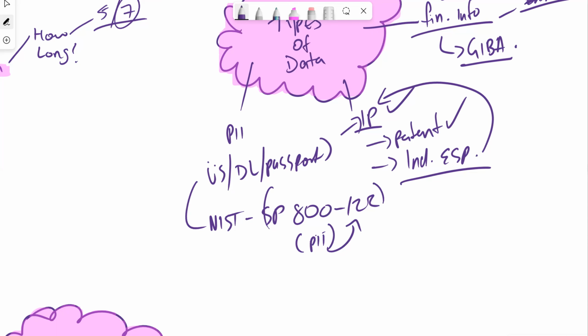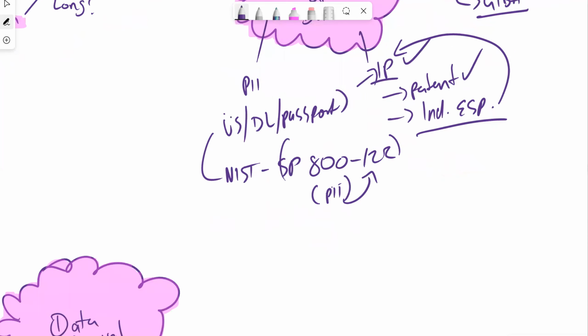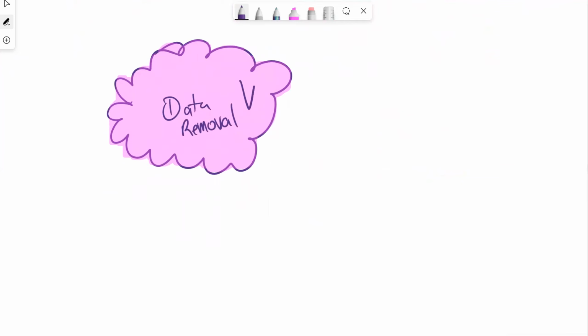All right, so that's pretty much it in terms of our types of data. And finally, data removal, which is our very delicate component. There are key aspects to data privacy. We've got things like GDPR, the General Data Protection Regulation, which basically protects European citizens' data and privacy.